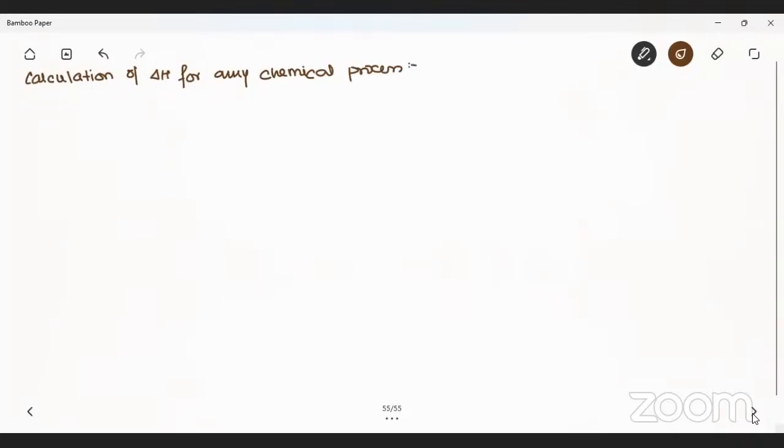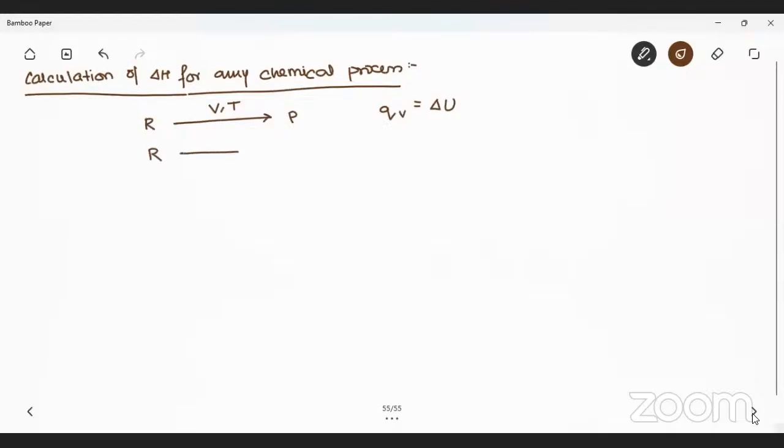Okay. So suppose reactant is converted to product. Okay. And volume and temperature there is change. So here for this condition QV will be equal to delta U. And R is converted to P. So here what will happen? P and T are changing. So here QP is equal to delta H. These are the two different conditions. Okay, now case one.